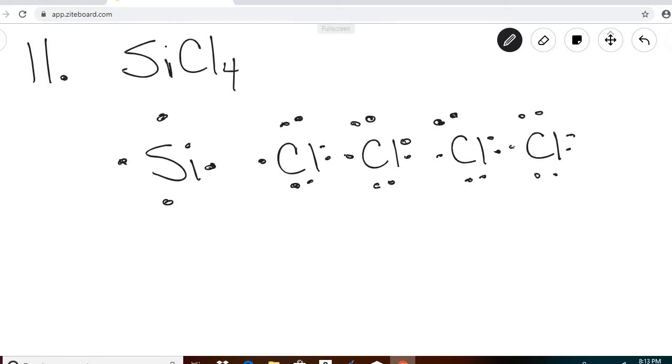Okay, so silicon has 4 unpaired electrons, and each chlorine has an unpaired electron. So we will just pair up those unpaired electrons and make our Lewis structured molecule look like this.